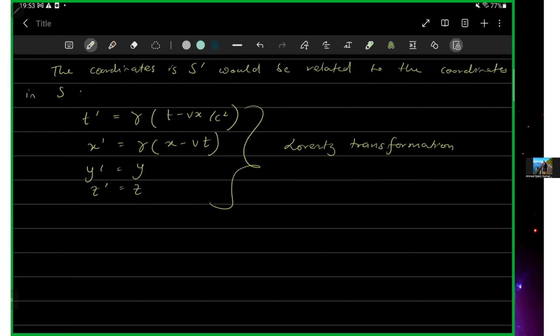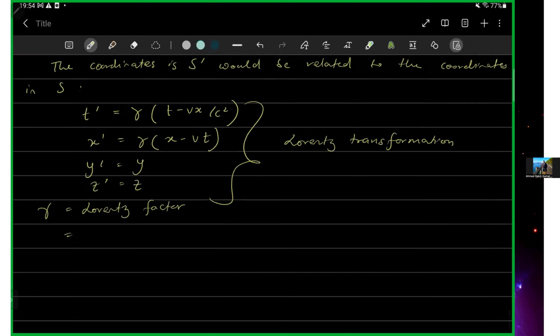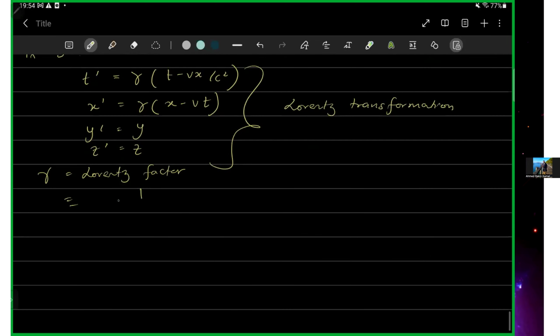And this transformation actually confirms that the speed of light is the same in both frames. Now, if you're not familiar with this, gamma over here is called the Lorentz factor, and it is defined as 1 over the square root of 1 minus v squared by c squared. Okay, so this Lorentz transformation is what confirms that the speed of light is the same in both frames. Now, how do you verify that?